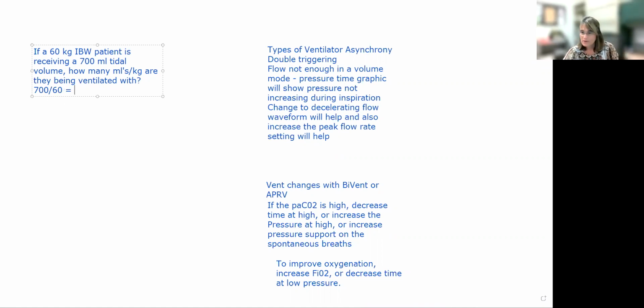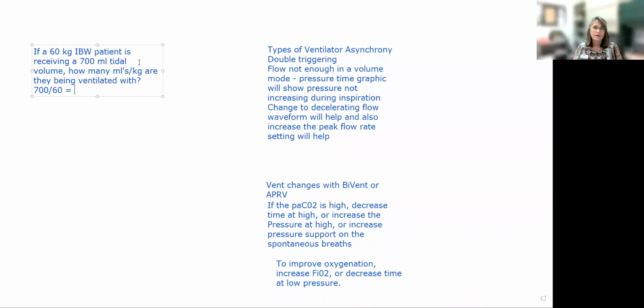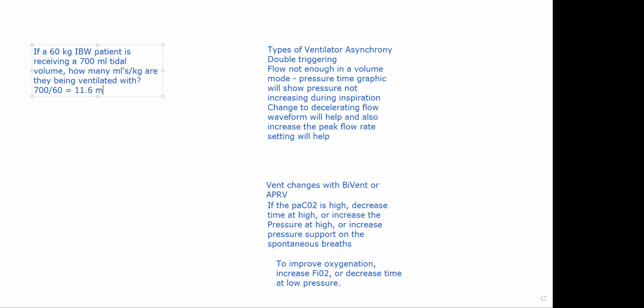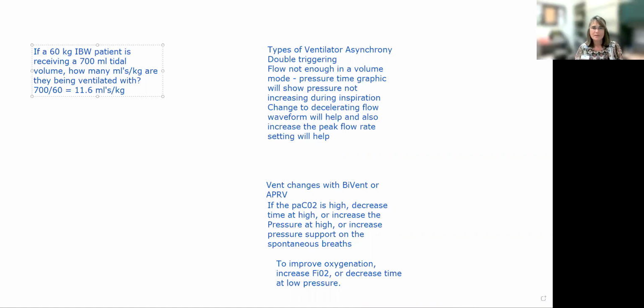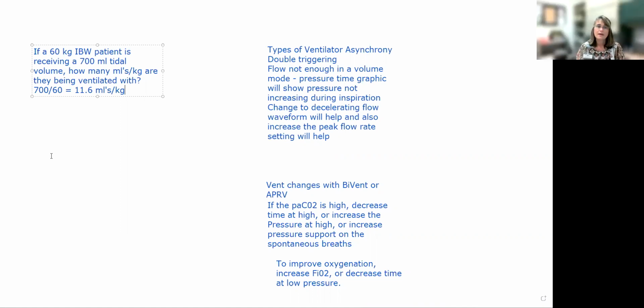Do you guys have a calculator? I got 11.6. Okay. So they're being ventilated with 11.6 mLs per kilogram. And what would you recommend? So if they have normal lung parenchyma, they're not an ARDS, what tidal volume would you recommend for this patient? I would say that's too high. We want to do 5 to 7, correct? 6 to 8. Oh, 6 to 8, sorry. Yeah.